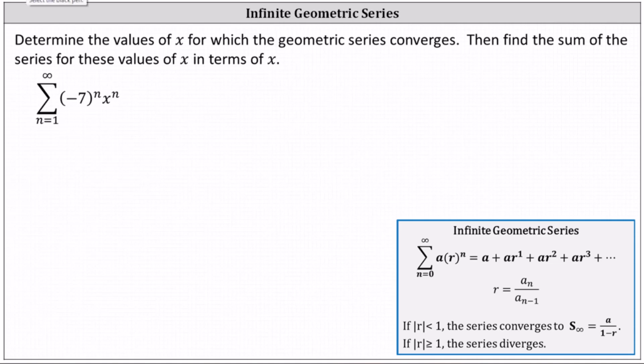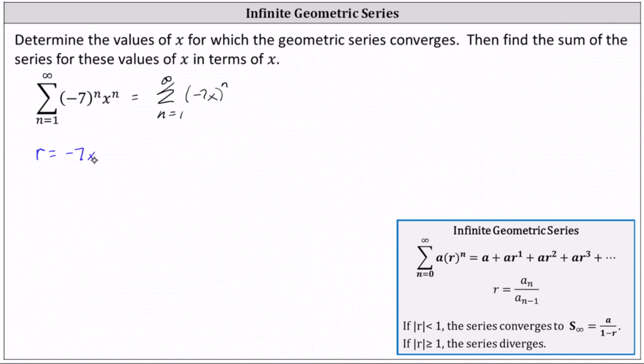Going back to the given series, because both -7 and x are raised to the nth power, let's rewrite a sub n as the nth power of -7x, which gives us the sum from n equals 1 to infinity of the nth power of -7x. In this form, it's easier to identify r. Notice r is equal to -7x.